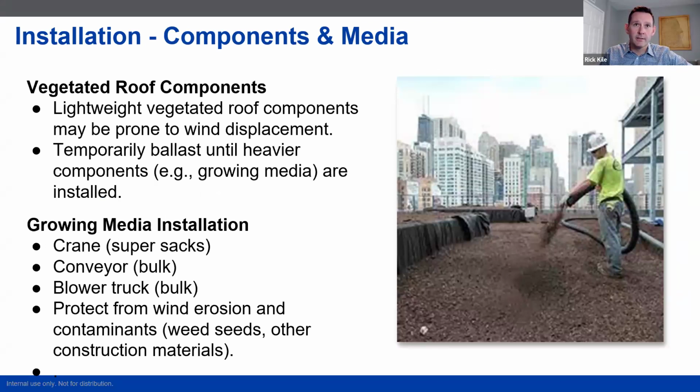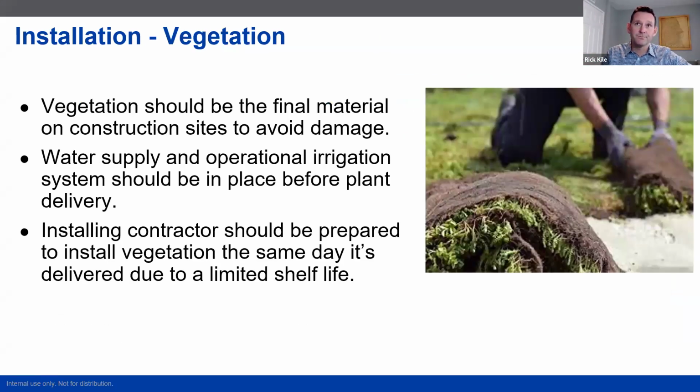Installation, components, and media. Some of the components might be lightweight, drain mats. Depending on where and how the project's being sequenced, you might need to ballast those in place. Have we thought about access for getting media to the roof? There's a number of different ways you can pick super sacks with a crane. More and more common we're seeing, especially at lower elevations, I would say 6, 7 stories and below, pumping trucks that will pick up bulk media and then pump media to the roof can be a very effective means of installation.